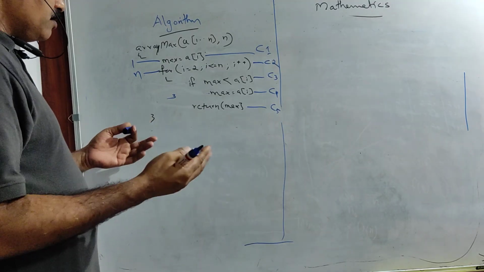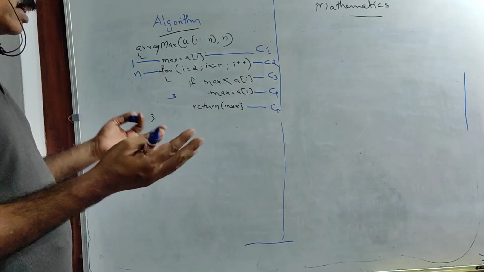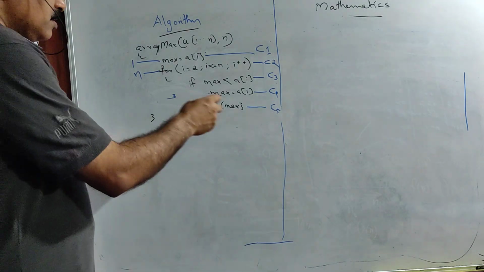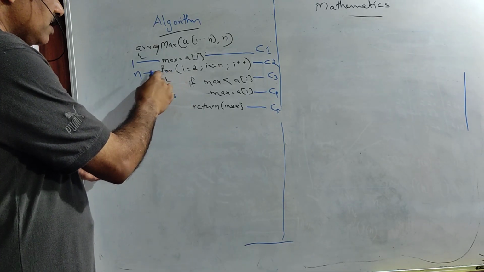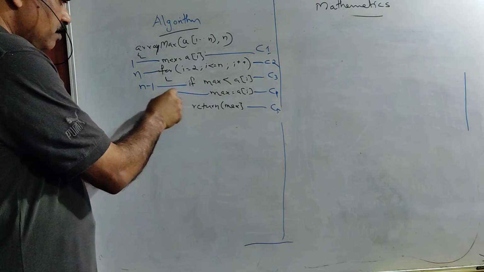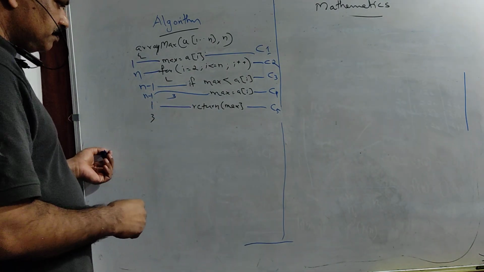Okay, here we are doing some asymptotic analysis, so we are not considering the minute details. Okay. Here, since this for loop works n times, this will be working n minus 1 times, and this will be working n minus 1 times, and this will be working once.